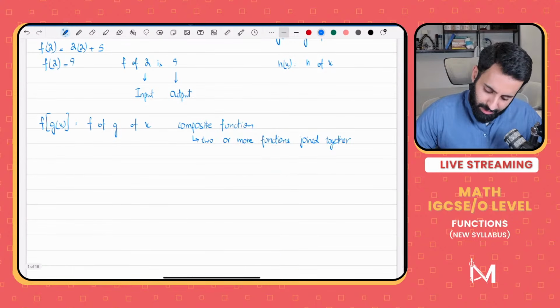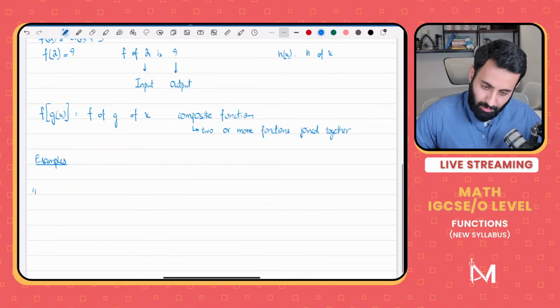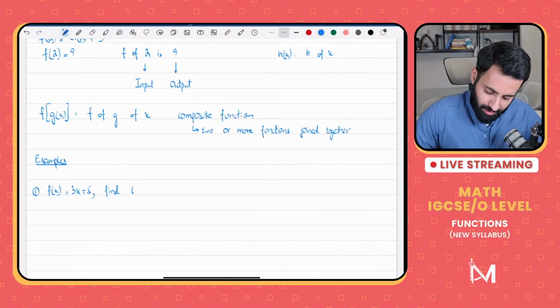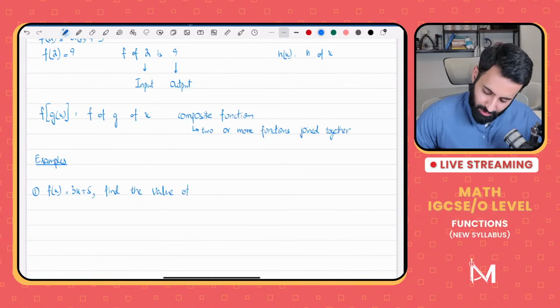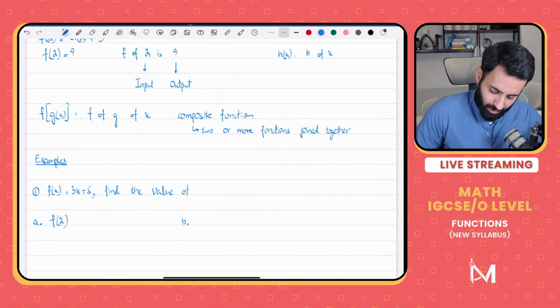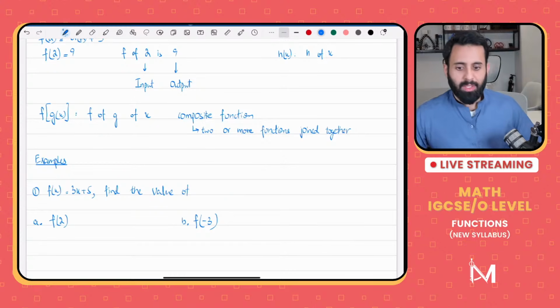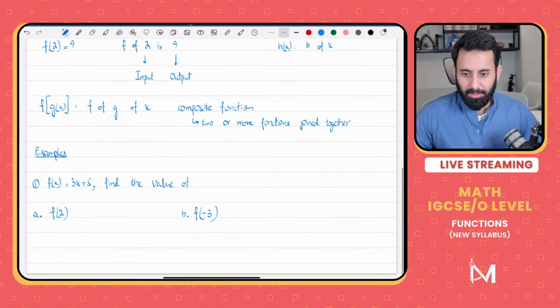Now let's do a few examples, some very basic examples to get things going. Here I have an example where we have f of x equal to 3x plus 5, and it says find the value of. Let's say there are two parts. First part is f of 2. See if you guys can work this out. And then there's another part, which is f of minus 3. Very basic, like I said, just to get things going. Not at all complicated. You guys can probably do it in a second.